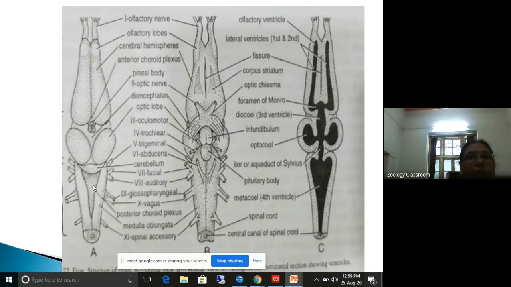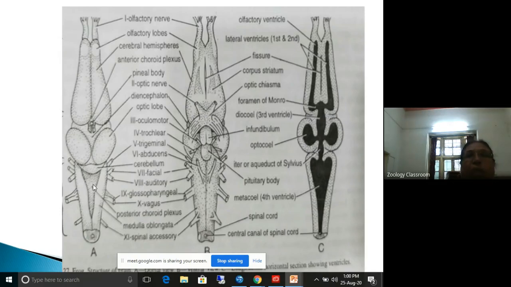The roof of the medulla oblongata is called the posterior choroid plexus. There are two choroid plexus. One is the roof of the diencephalon, called the anterior choroid plexus, and the other is the roof of the medulla oblongata, called the posterior choroid plexus. These two choroid plexus secrete cerebrospinal fluid.